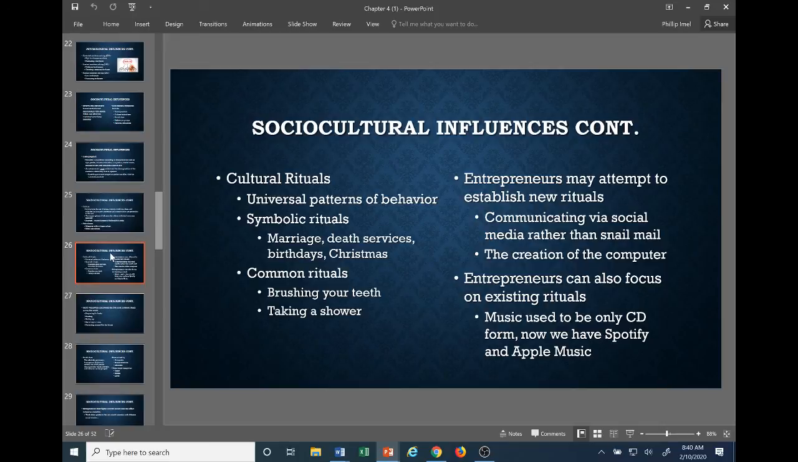Entrepreneurs can also focus on existing rituals. Music used to only be played on CDs, and now we have Spotify and Apple Music. So obviously that's changed as well with the culture.